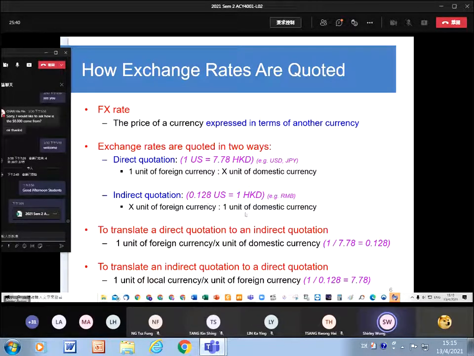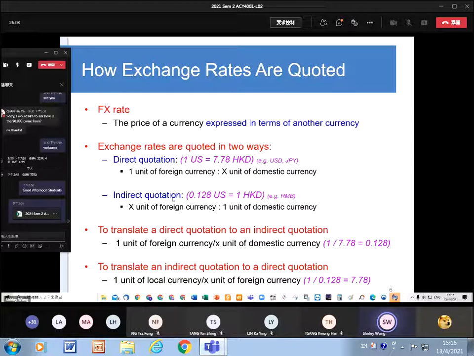Indirect quotation means I have $1 of the domestic currency. How much of the foreign currency can I get using this one Hong Kong dollar? In terms of US dollars, that means 0.128 US dollar equals 1 Hong Kong dollar. So here, the focus is on how much foreign currency we can get for our own money, rather than how much of our money is needed to exchange for one foreign currency.